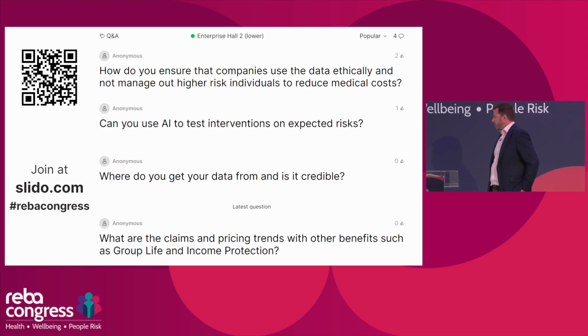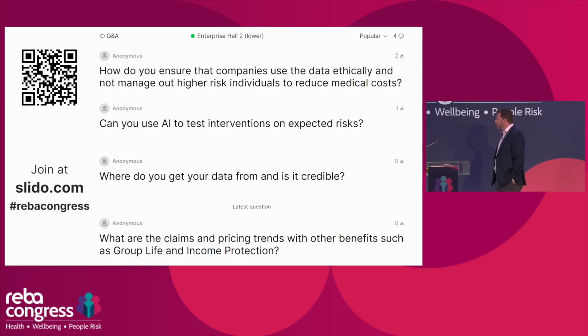OK, fab. We also just touched on prevention and different interventions that you could do as a result of the data. Can you also test what those interventions might achieve?